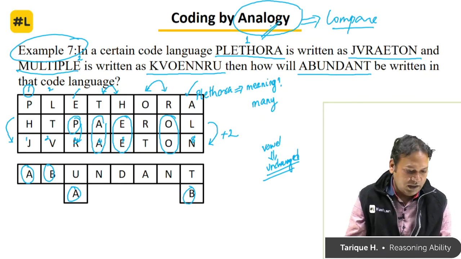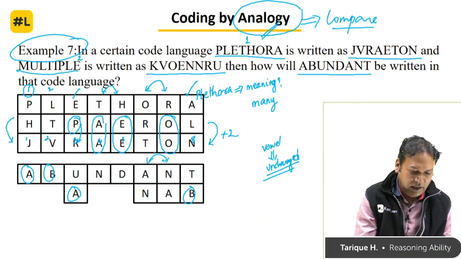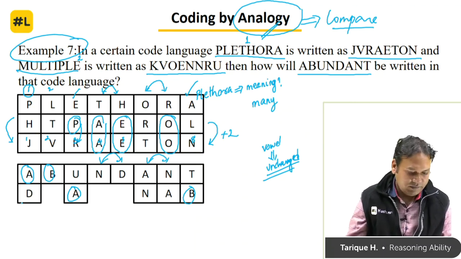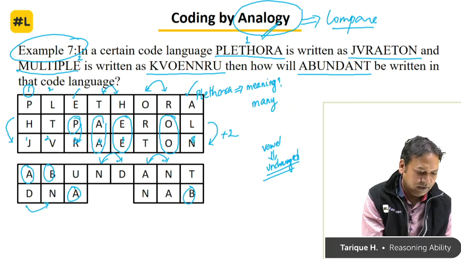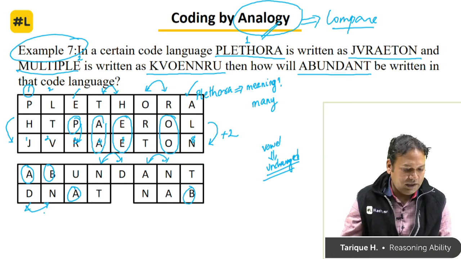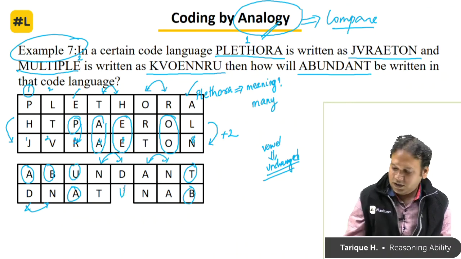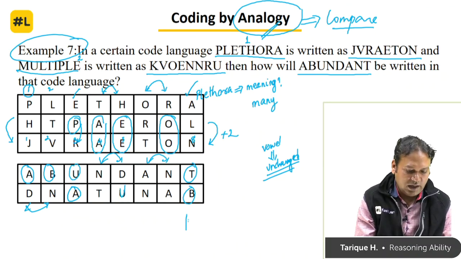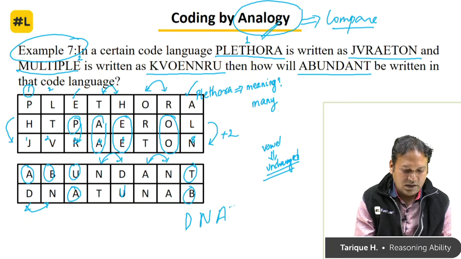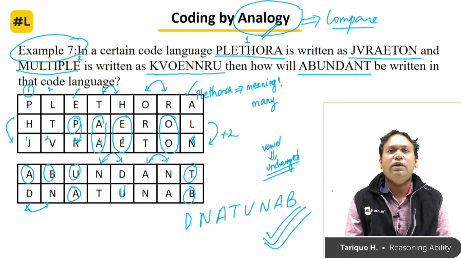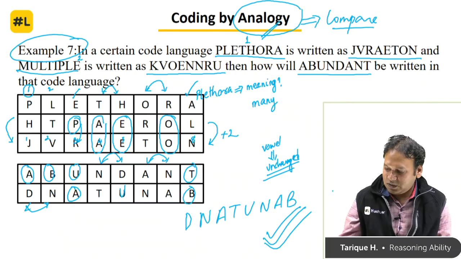Same happening, that is why it is called analogy. Compare. Here what happened then? AN became NA, okay, and ND will go in the first position, will become DN. See, same thing, right? And finally T comes here, this last one comes here, and this third one comes here, U. Okay, see, so DNA, T, U, N, A, B. This is the answer. That is how you are supposed to do it. So that is the last question for today.